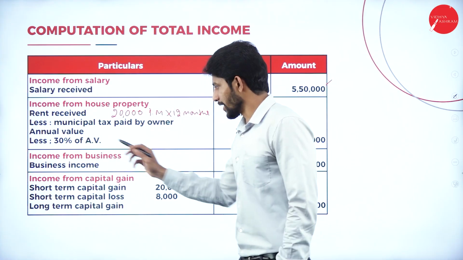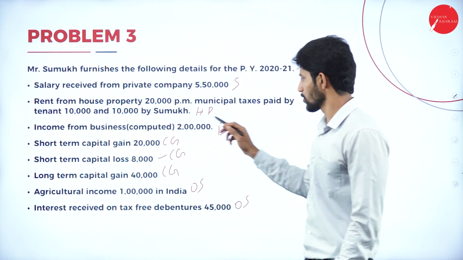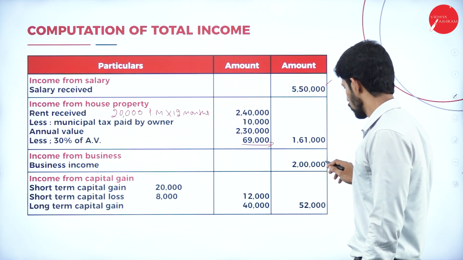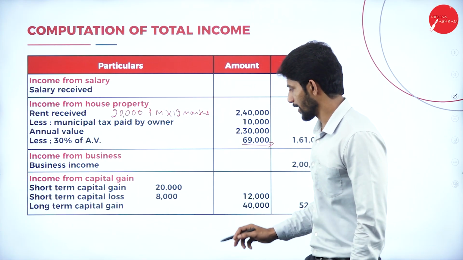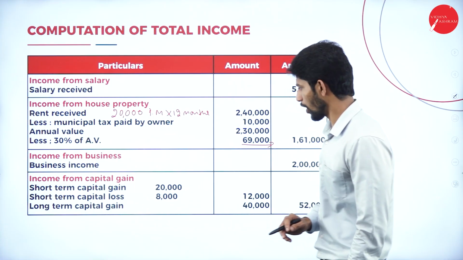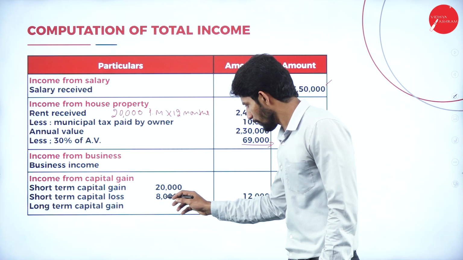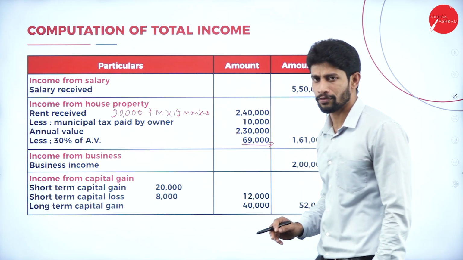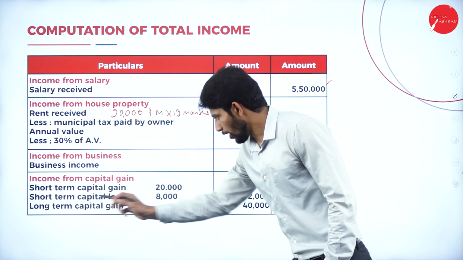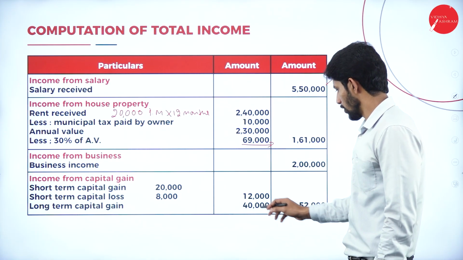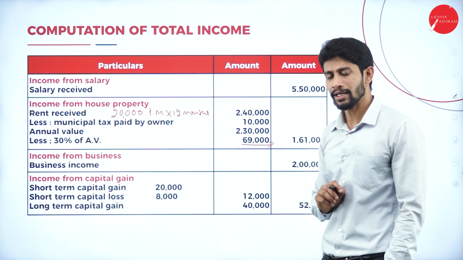Moving on, income from business. Yes, what is the amount given in the problem? Income from business 2 lakhs. So we are taking 2 lakhs here. Next, income from capital gain. Short-term capital gain 20,000 and short-term capital loss is 8,000. So set off this 8,000 loss from profit of 20,000, you will get 12,000 from short-term capital gain. And long-term capital gain is how much? 40,000. Altogether, 52,000 comes under income from capital gain.